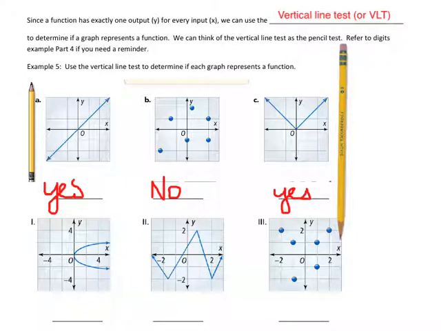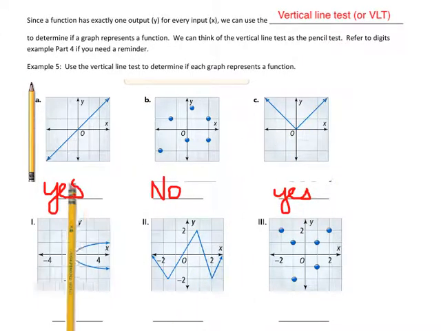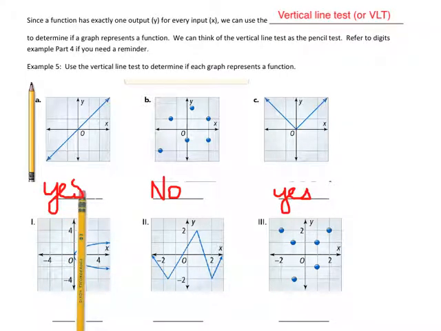Now I'm going to take my pencil and I'm going to come down to this next graph down here, and if I move my pencil across, it hits once there, but then it starts hitting twice. So it hits both here and it hits my pencil here. So whenever it hits more than once, it fails the vertical line test. So that means that this is not a function. So we're going to put no here.